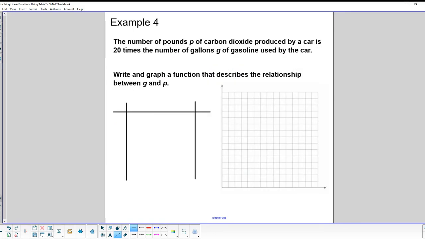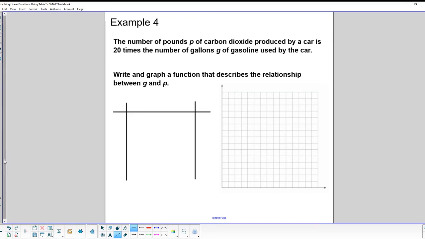So here's a real world example. The number of pounds P of carbon dioxide produced by a car is 20 times the number of gallons G of gasoline used by the car. Write and graph a function that describes the relationship between gallons and pounds.